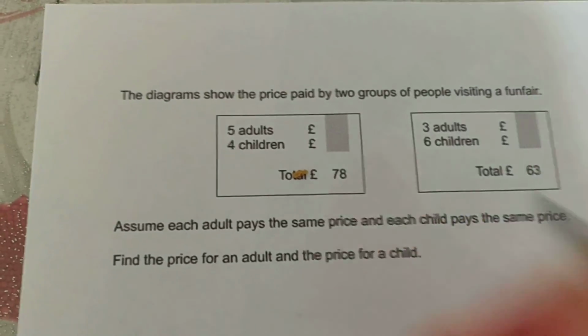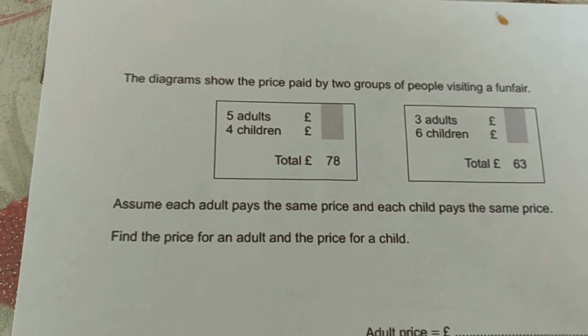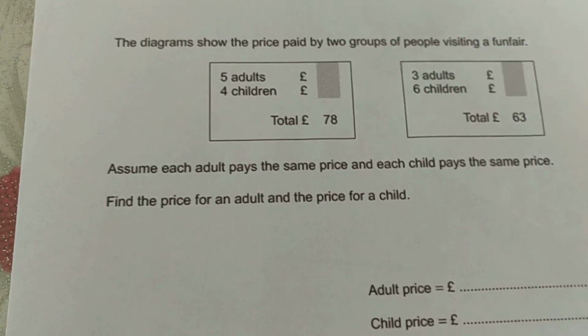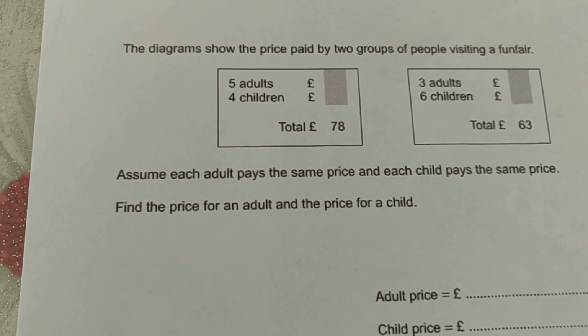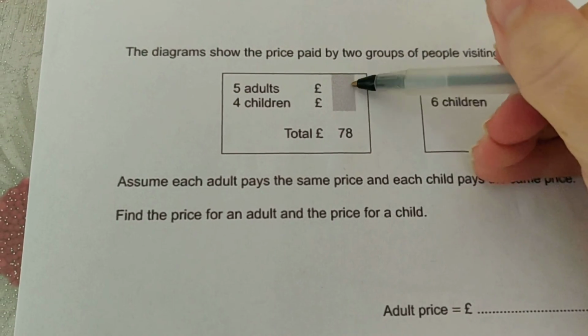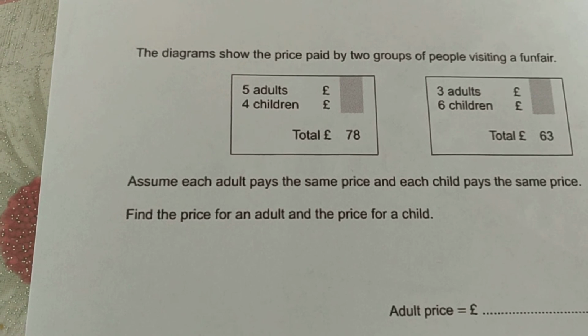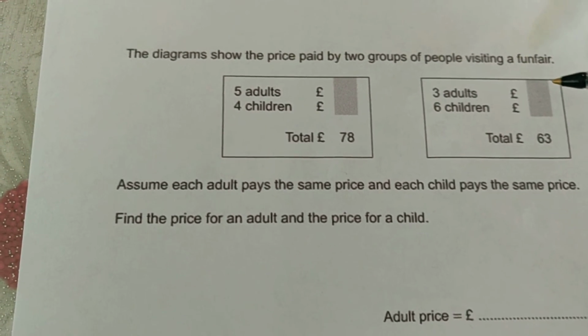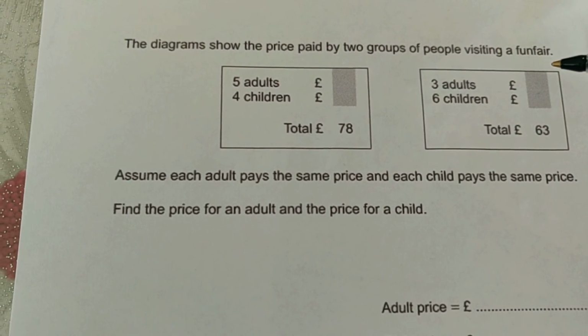Question 4. We have got simultaneous equations for this one. It's just knowing, how do I know that's simultaneous equations? Well, we've got two things here that we don't know the amounts of. So whenever you've got two things that you don't know the values of, it will be simultaneous equations.